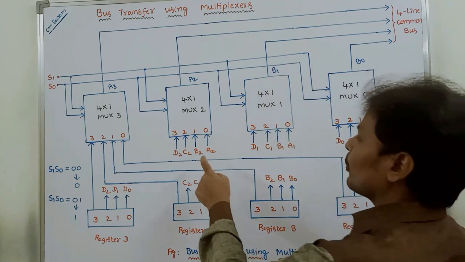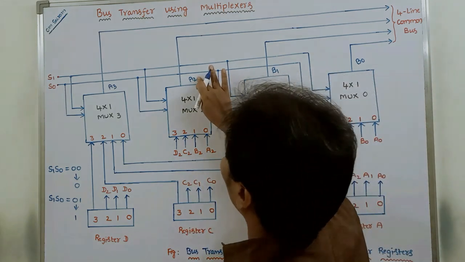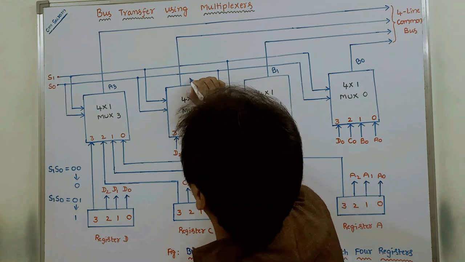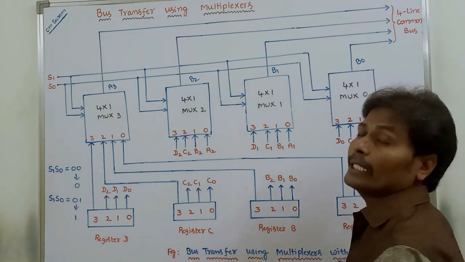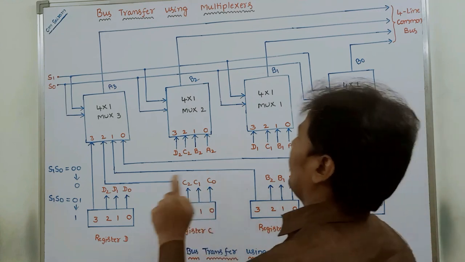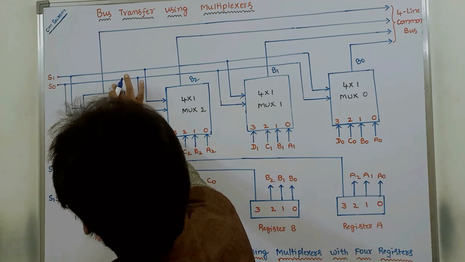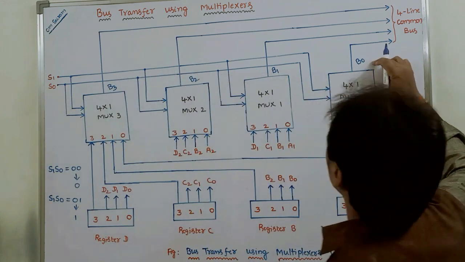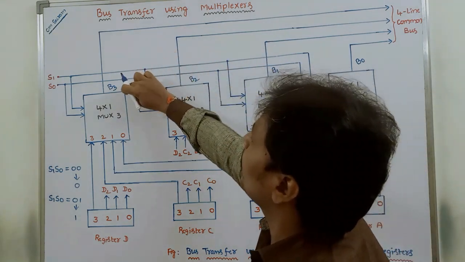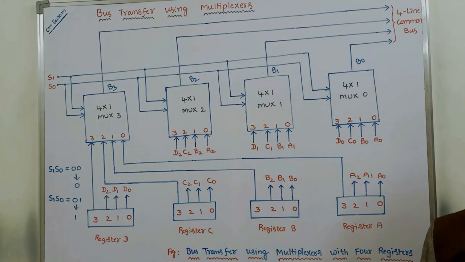Next, here we have to select one data input, that is B2. B2 is connected to the output line. Here we have to select the one data input, that is B3. That is connected to the output line. So now B0, B1, B2, B3 are connected to the 4-line common bus.